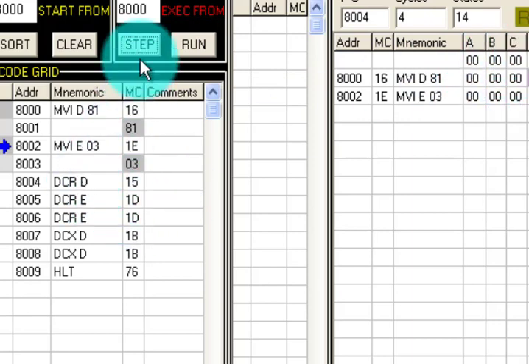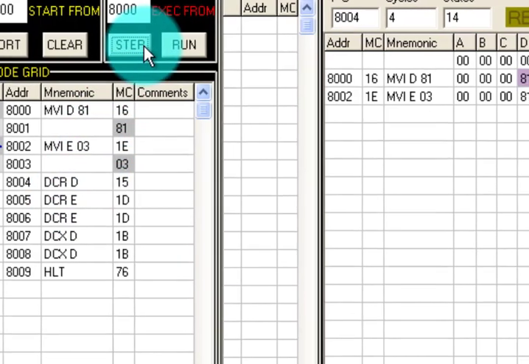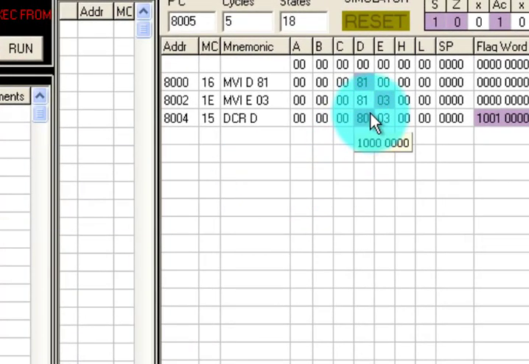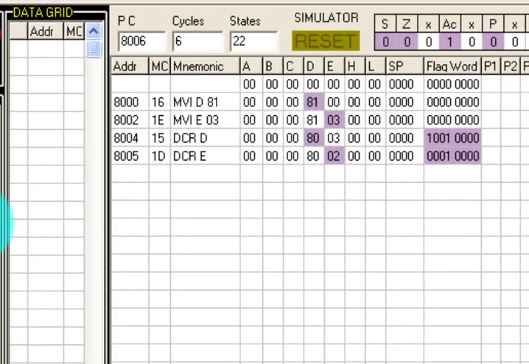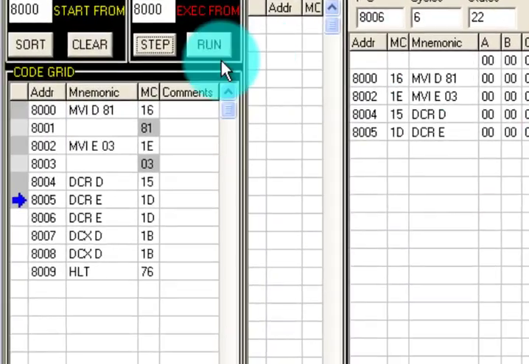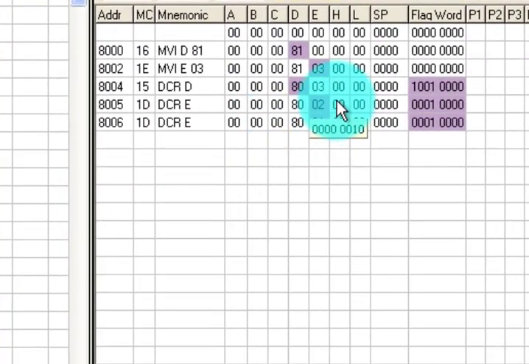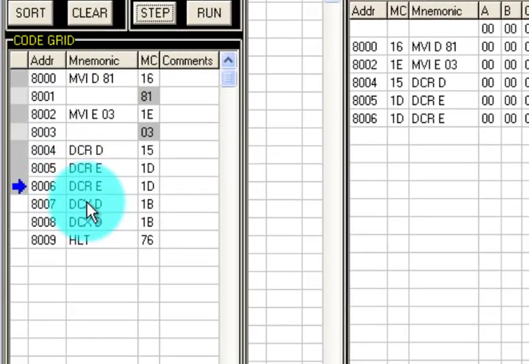Now what happens with DCR? DCR means decrement. The DCR instruction is applicable for any register. We can decrement the contents of any register by 1. With DCR D, the content of D was 81, it became 80, decremented by 1. With the next step DCR E, E was 03, it became 02. With the next DCR E, the data 2 becomes 1. Now DCX means decrement the register pair by 1. So this DCX considers DE as a register pair, a single 16-bit register, and decrements the content by 1.